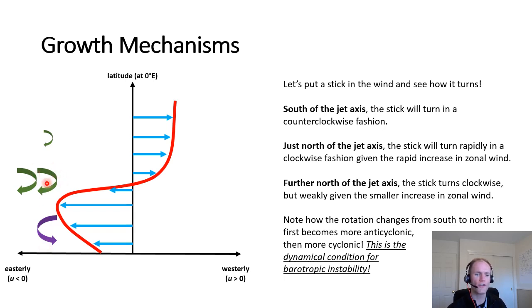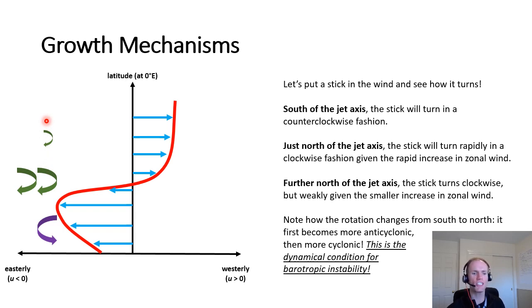Then, as we go from north of the jet axis to even higher latitude, we go from something that is very strongly negative, anticyclonic rotation or anticyclonic vorticity, to something that is less strongly negative in terms of anticyclonic vorticity. So we actually increase once again. So as we go from south to north across the jet axis, we start by decreasing our rotation in terms of vorticity, and then we increase that.